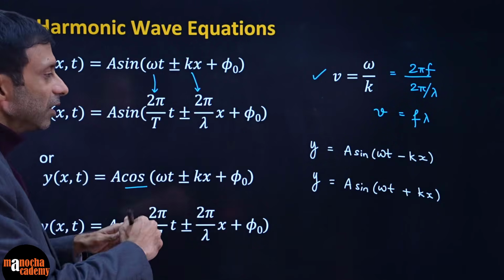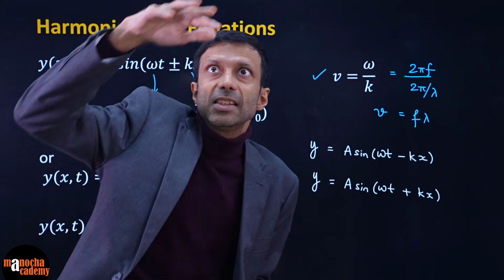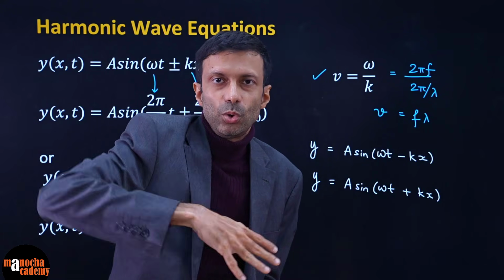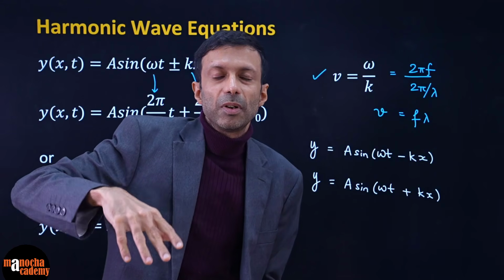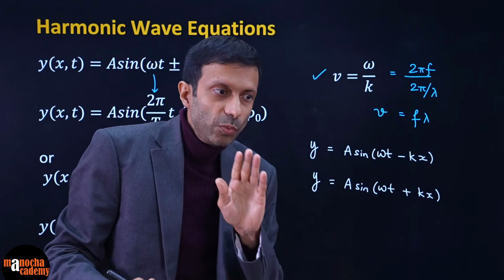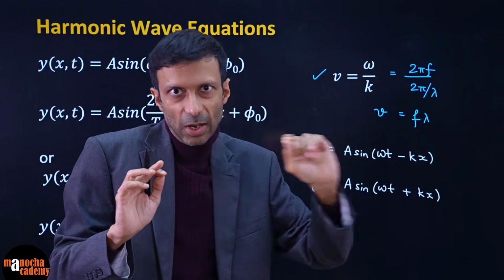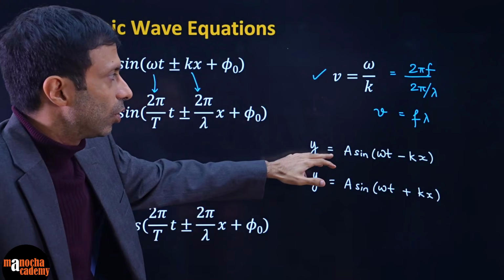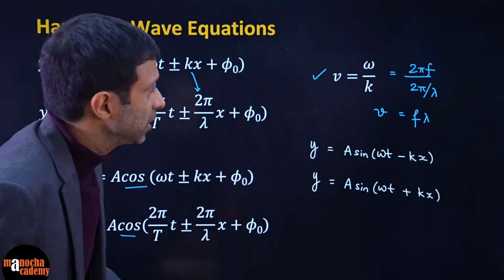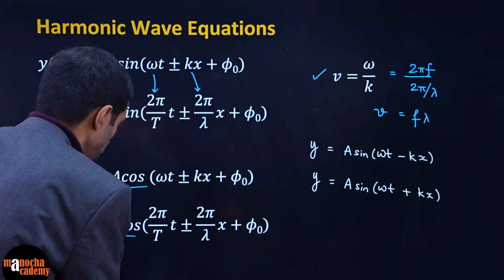What is this y? This y is the amplitude in variation with the time and the distance from where you're measuring it. So I'll talk about that t and x. Or let's talk about that first and then we'll come to this.